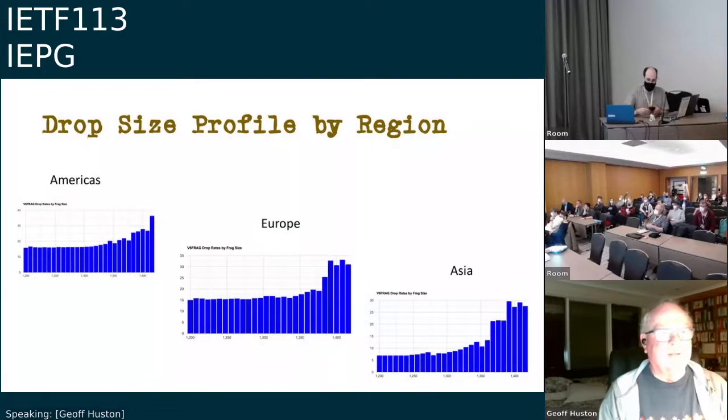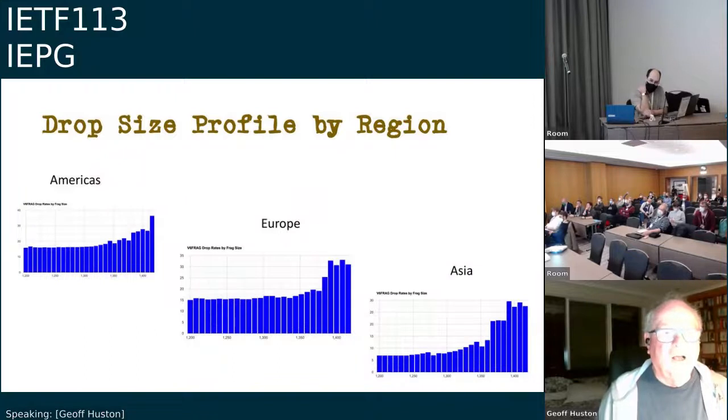In the Americas, it's there, but less so. In Europe, it's strongly there. And in Asia, it's a definite signature. Why, if you put the initial fragment size high, is the drop rate dramatically higher?